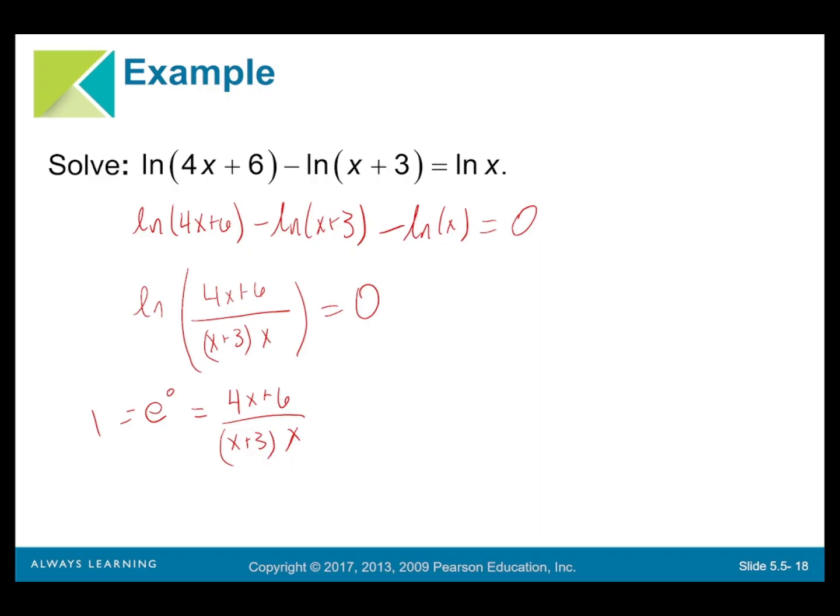Well, let's solve that. If I have (4x + 6) over x times (x + 3), I'm really going to multiply that out. Just go ahead and do this: x squared plus 3x. That'll be helpful. Set this equal to 1, and let's try to solve this now. Well, we have a fraction, so my first order of business is to get rid of the fraction. We have 4x + 6 = x squared + 3x. I can just multiply the x squared + 3x to the right-hand side.